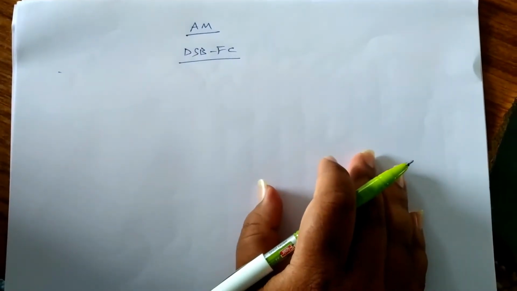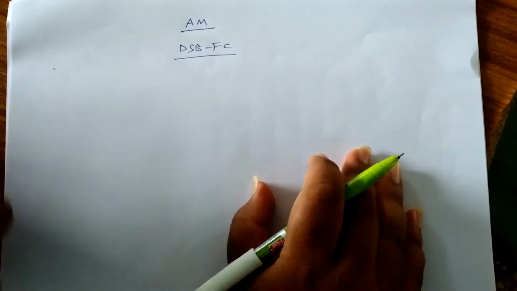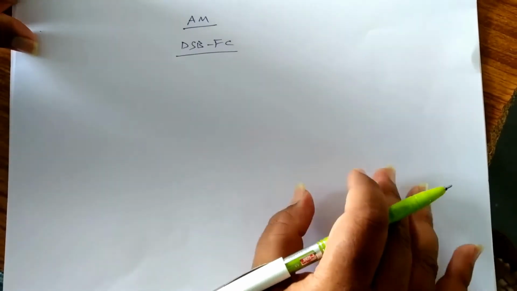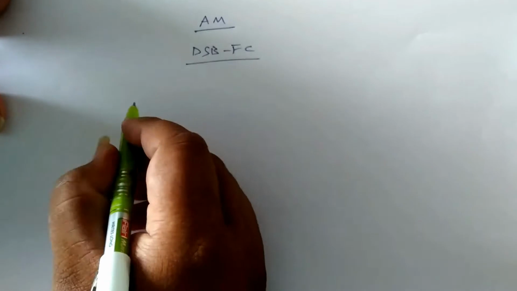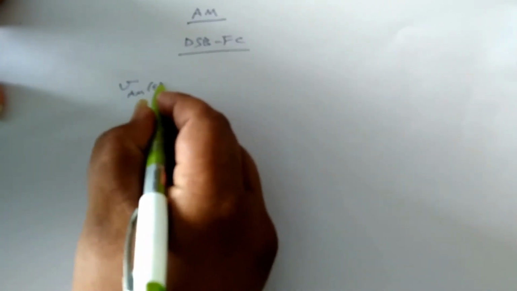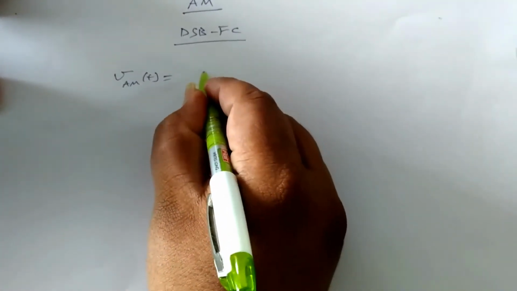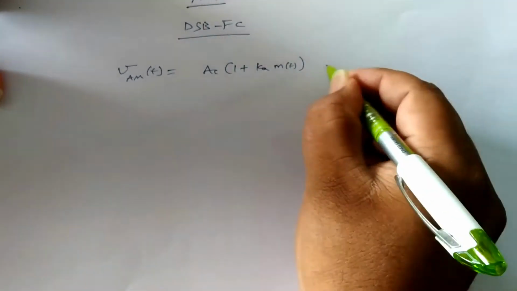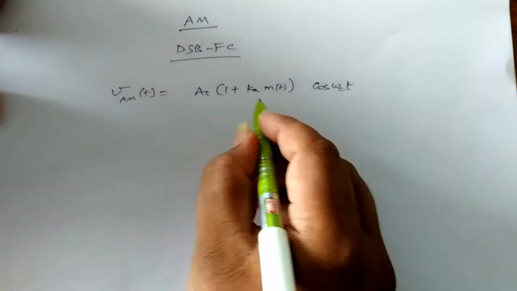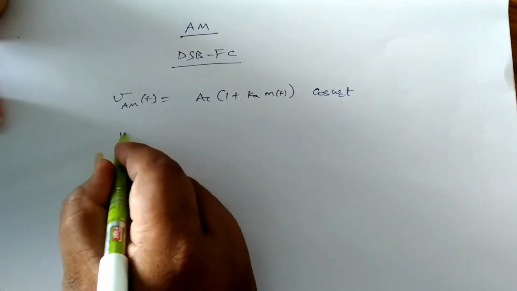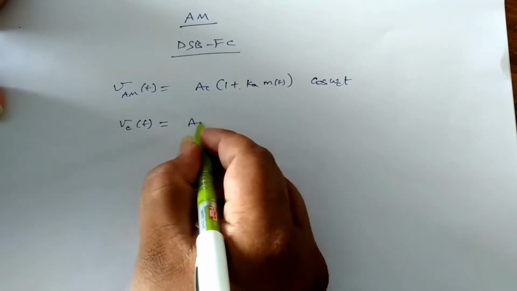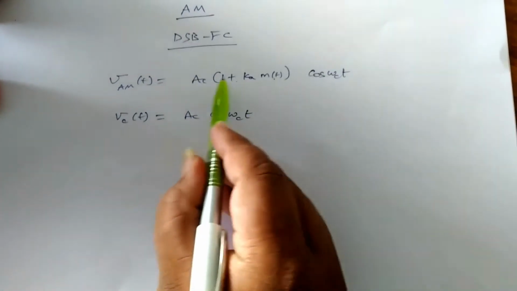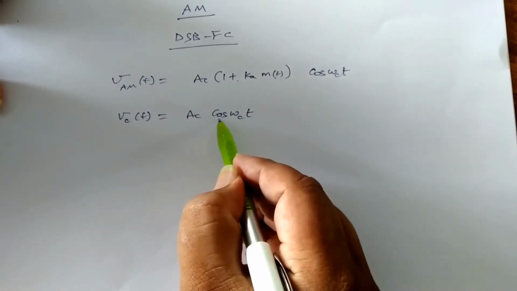And in a record or any experiment, there is a need to know the theory behind this experiment or the particular technique. For amplitude modulation or double sideband full carrier, amplitude modulated signal VAM of t can be represented by Ac into 1 plus Ka m of t into cos omega ct. We are varying the amplitude of the carrier signal, and original carrier signal is Vc of t, it is Ac cos omega ct. If there is no modulating signal, if m of t is equal to 0, we will get the same thing, Ac cos omega ct.